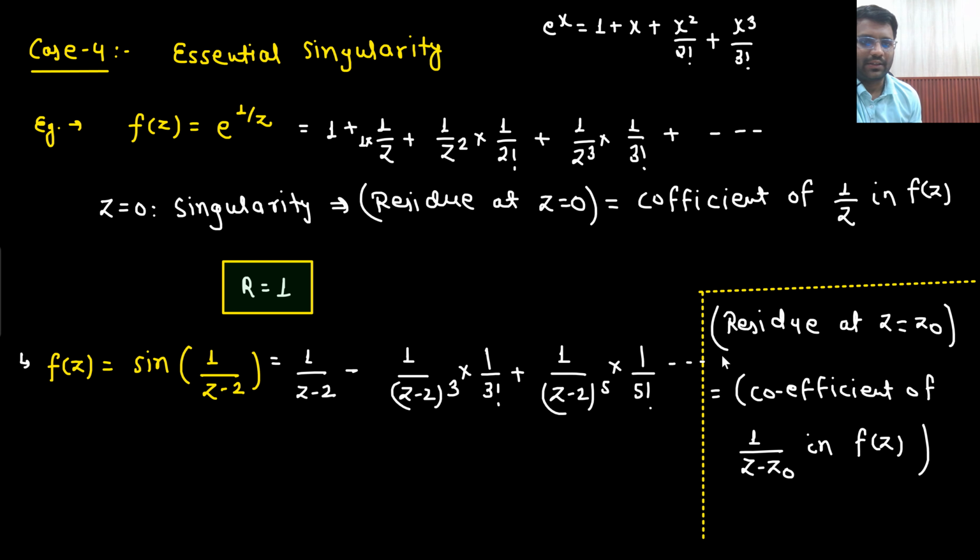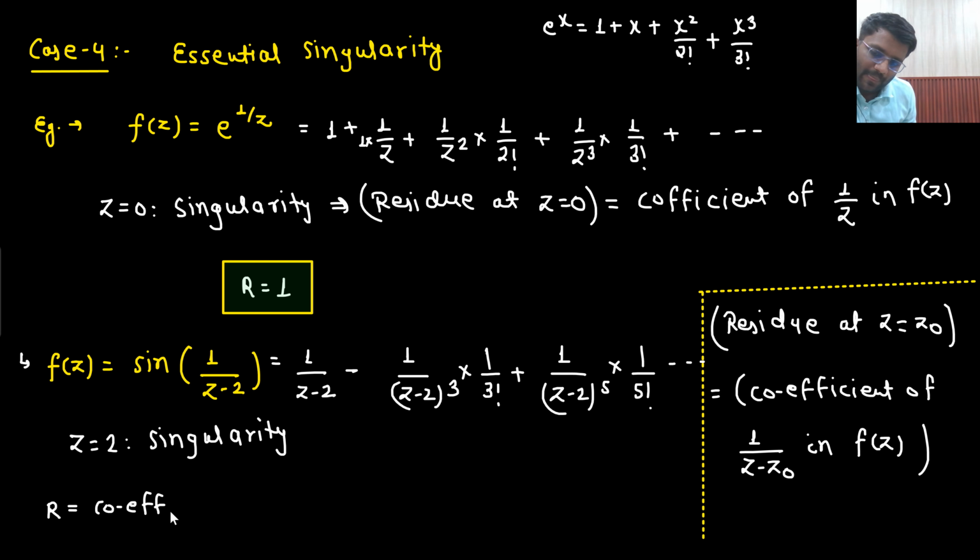Right? This is the scenario. Understandable? Now, where is the problem? The problem is at z equals to 2. So, z equals to 2 is the singularity. So, you are supposed to find out the residue at z equals to 2. So, what will be the residue? That would be equal to the coefficient of 1 upon z minus 2 in f of z.